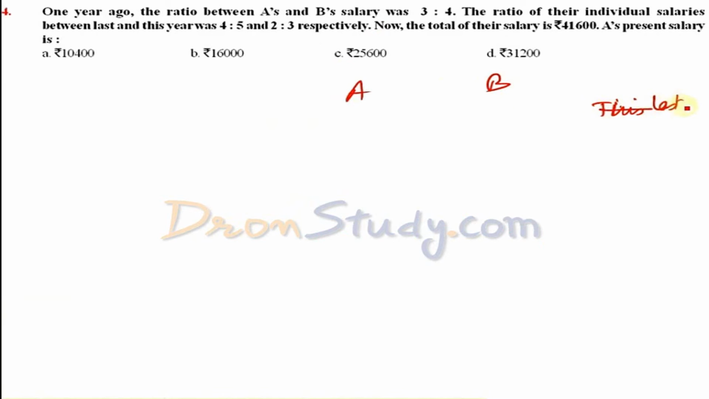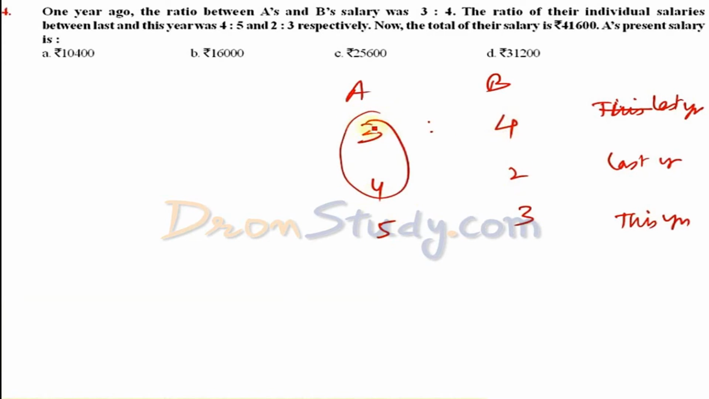Last year, again last year, and this year. Now last year the ratio between these two is 3:4, and the individual ratio between last year and this year is 4:5 and 2:3. Now the concept is these two values are equal, but these two are related to each other. So we will assume that this is 3x, this is 4x, and now 4a, 5a, 2b, 3b. Now these two would be equal because both represent the same value, because this is last year of A's salary, this is last year of B's salary.